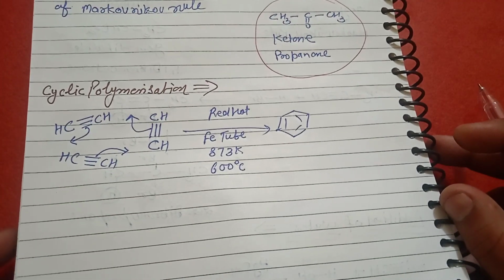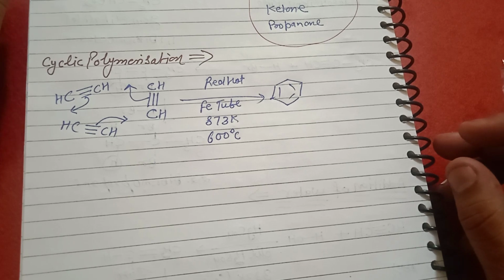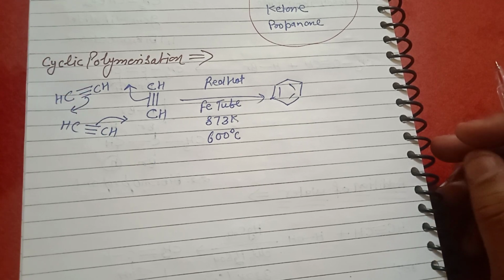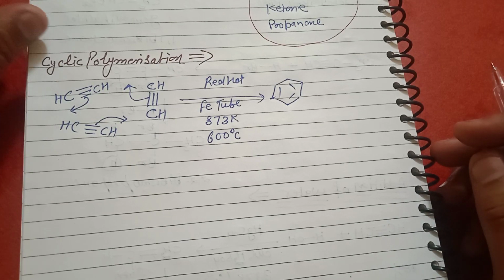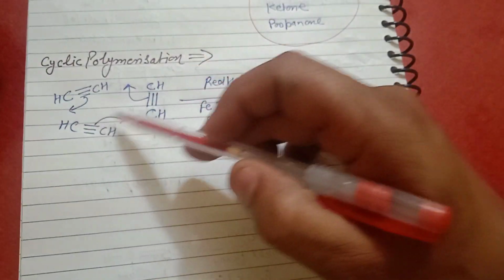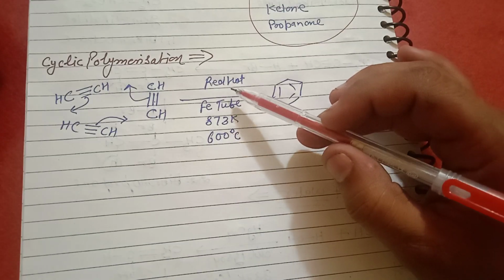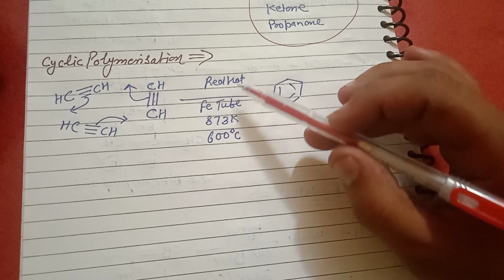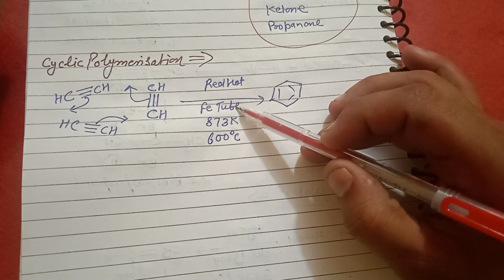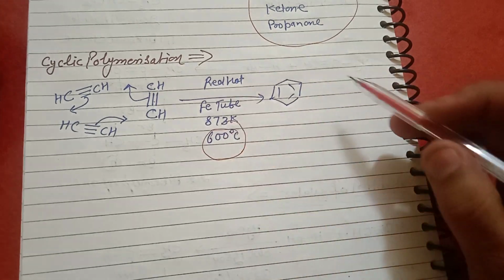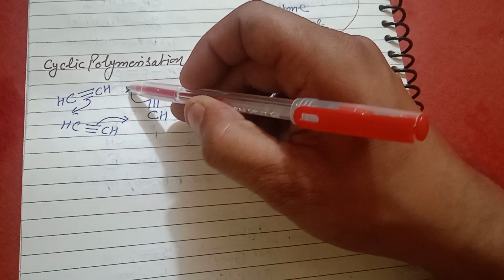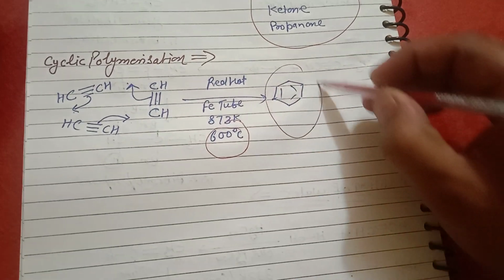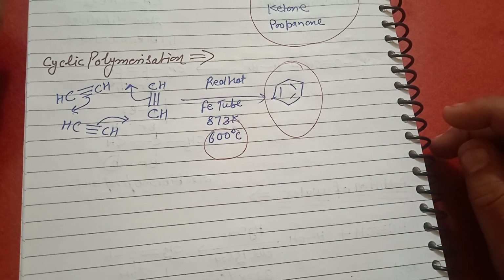Another chemical property of alkyne is cyclic polymerization. When three moles of acetylene, या ethyne, simply हम ethyne बोल सकते हैं, are heated in a hot red iron tube at almost 600 degrees Celsius, this pi electron moves here, this pi electron moves here and this pi electron moves here, due to formation of a benzene ring.